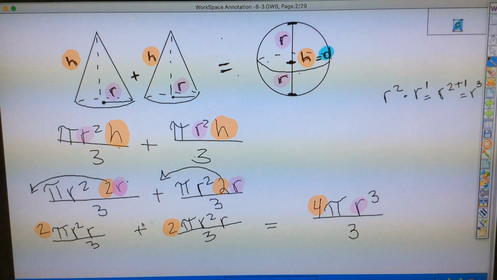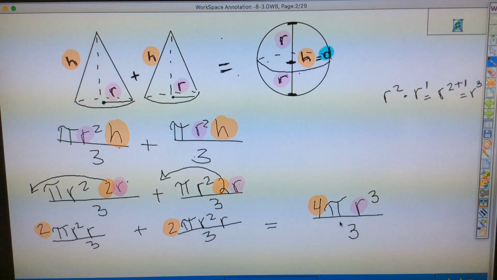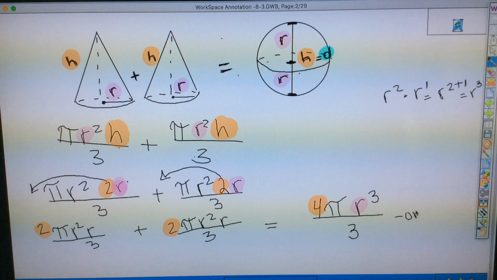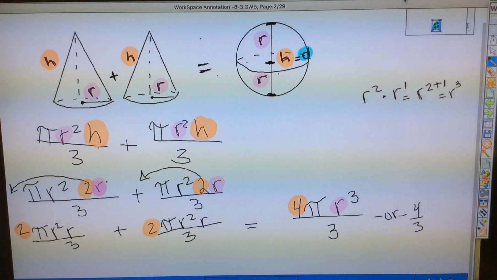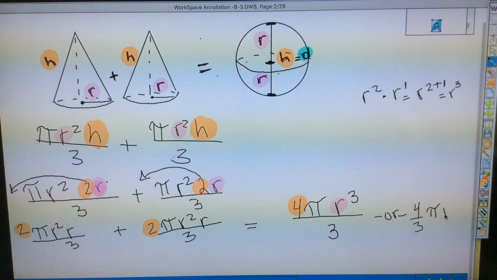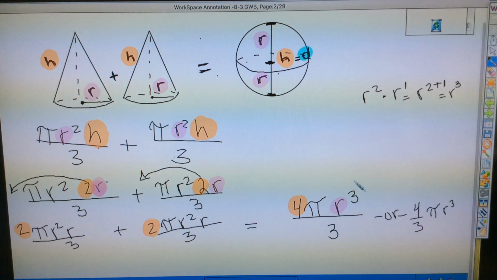Okay, so 2 plus 2 is 4 times pi. R squared times R is R cubed. It's still all over 3. So this is the formula for volume of a sphere. You can also see it written as 4/3 times pi R cubed. You'll see it written either way. This is the one that I'm going to use.